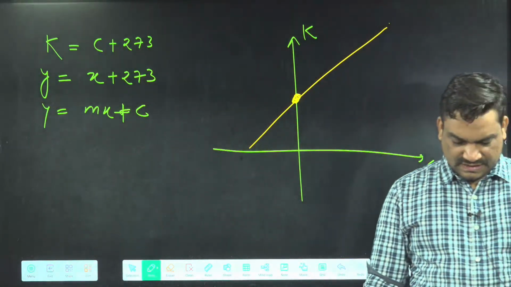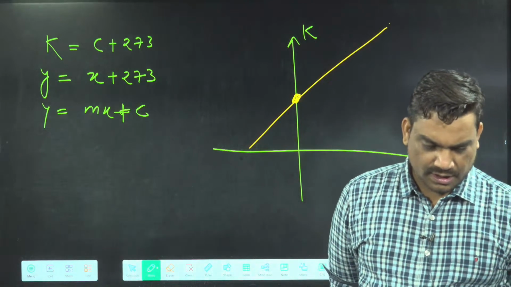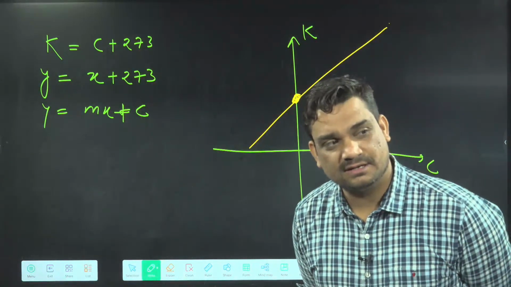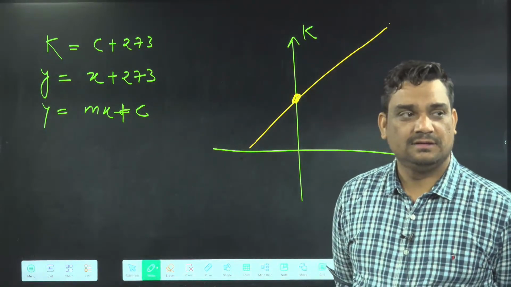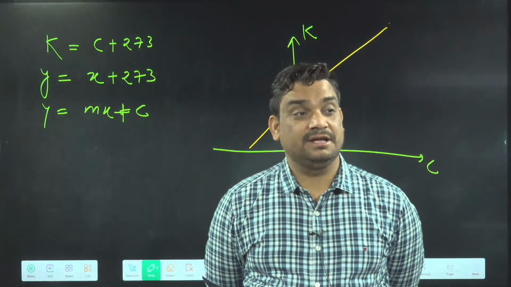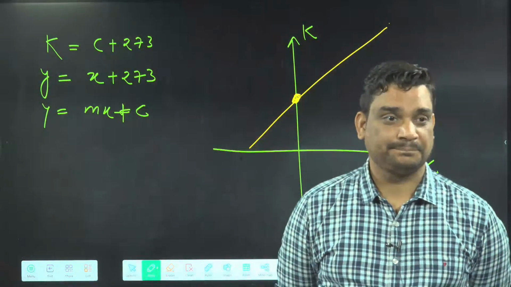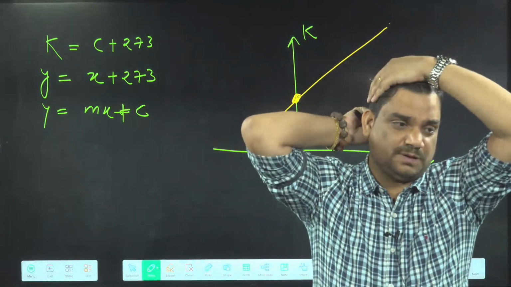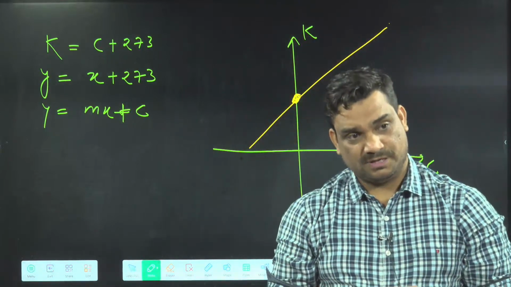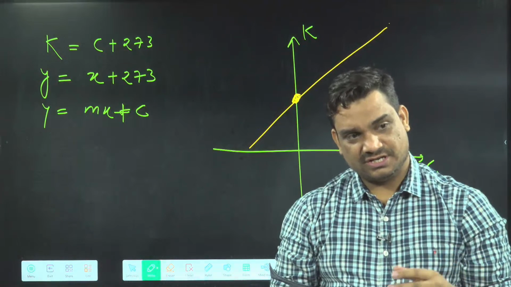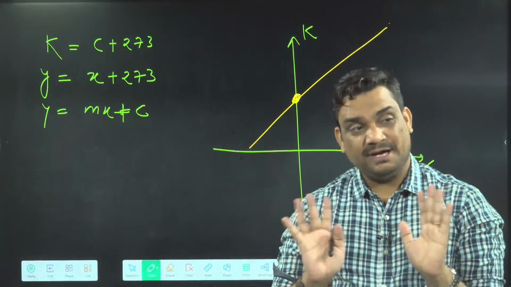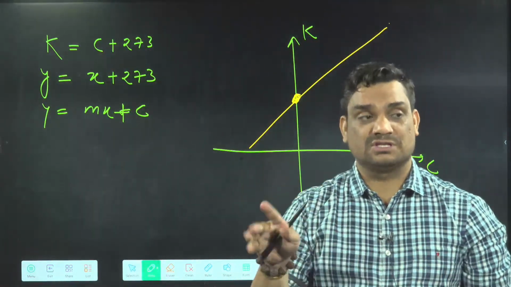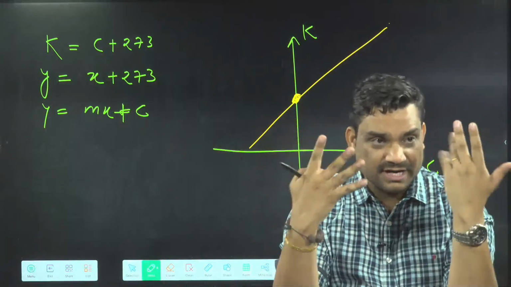If I ask one question, in which scale is a common reading not possible? Same reading, in which it is not possible? K and C, okay? If I ask in which scale negative temperature is not possible, Kelvin, Fahrenheit, or Celsius? Answer is K. In Kelvin, negative temperature is not possible, because the lowest temperature in Kelvin is 0. Somewhere you can write in Kelvin, negative temperature is not there.